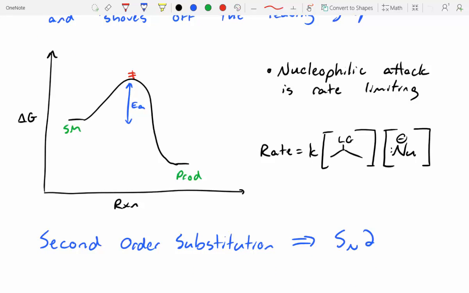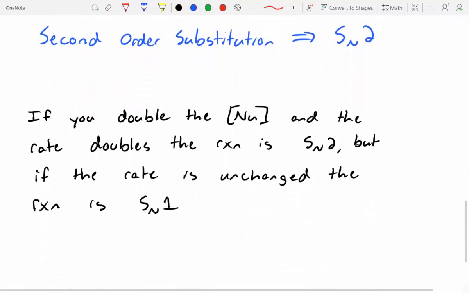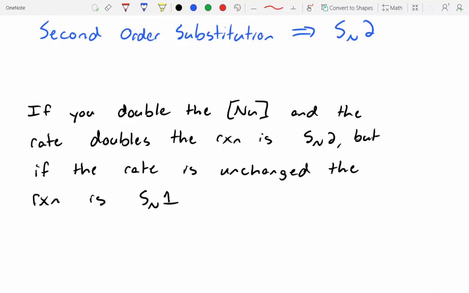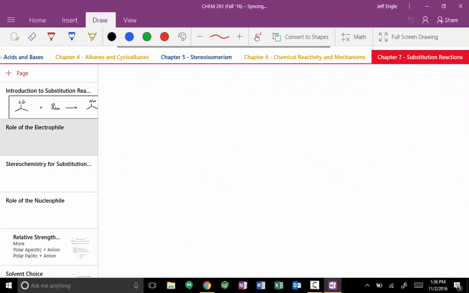as we saw yesterday. Like I said, both in class and like you determined on the quiz, if you double the nucleophile concentration and the rate doubles, then the reaction's SN2. If the rate is unchanged, then that's likely a clue that it's SN1. So you can use simple rate experiments to deduce what sort of mechanism is more likely. Let's talk about electrophiles today, though.